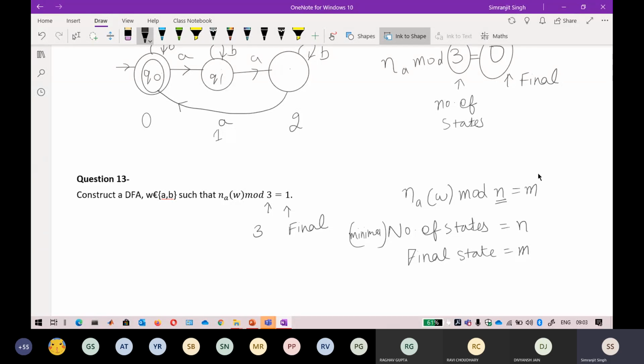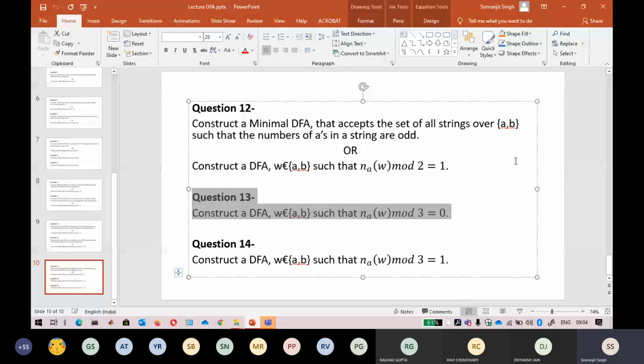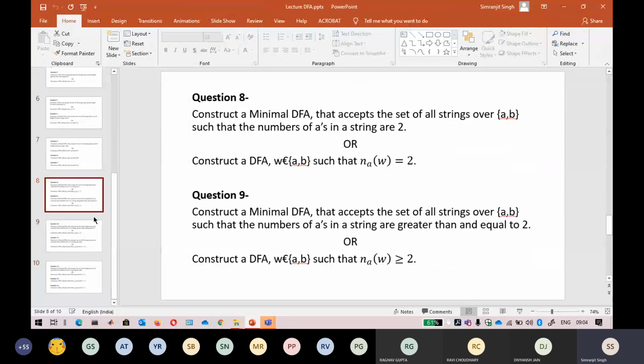So I think that you have understood these types of questions. Now again, if you want to do some practice, you can change the mod to mod 5 or 6. You can do this type of thing to check whether the formula is valid or not. So most of the 14 questions, I think now you are able to do.